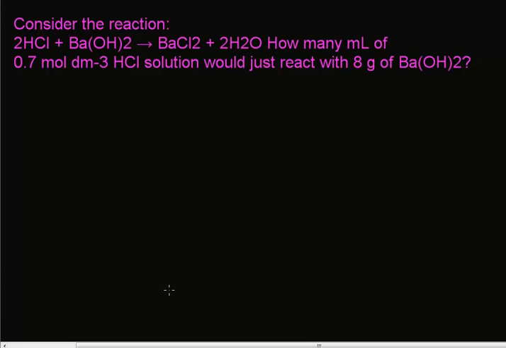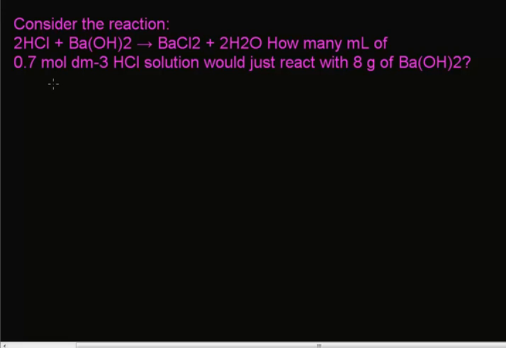Hello again. Here is a titration calculation where you have a reaction of a strong acid, hydrochloric acid, with a strong base, barium hydroxide. So this is the reaction that is given to us. We need to calculate the volume. It says how many milliliters of 0.7 molar solution of HCl would react with 8 grams of barium hydroxide. So let's see what is given to us.